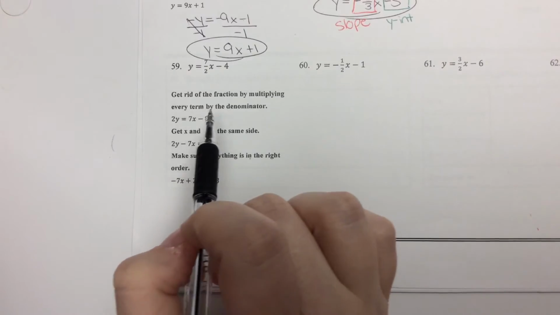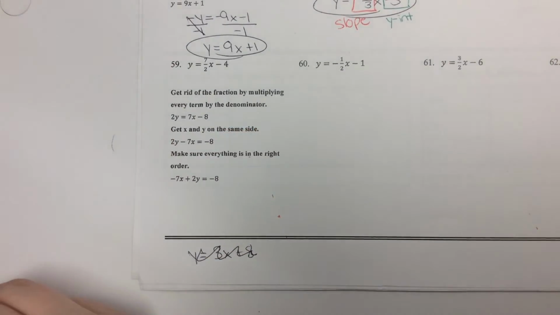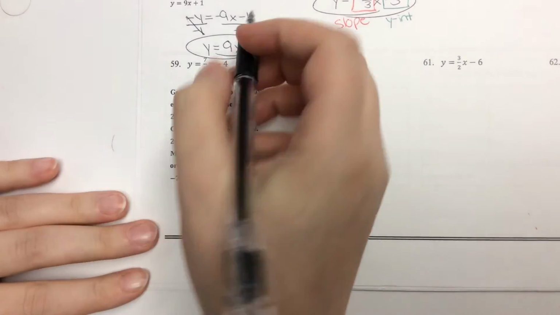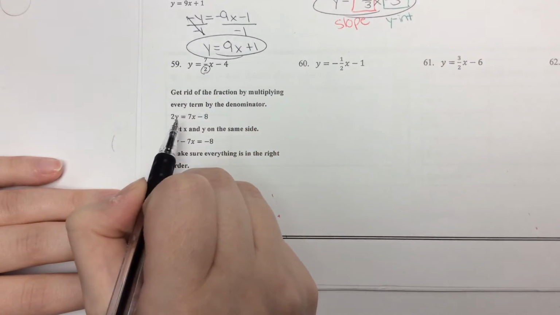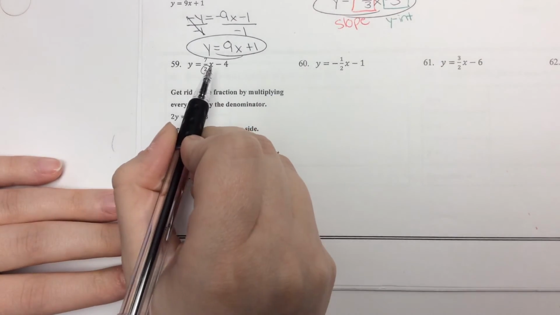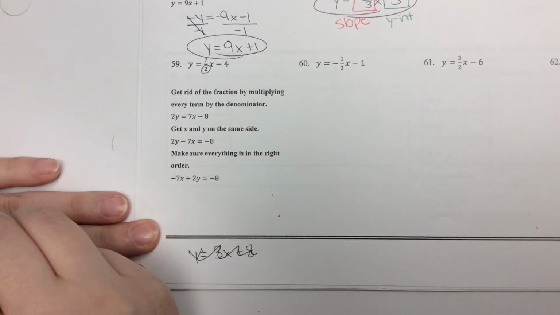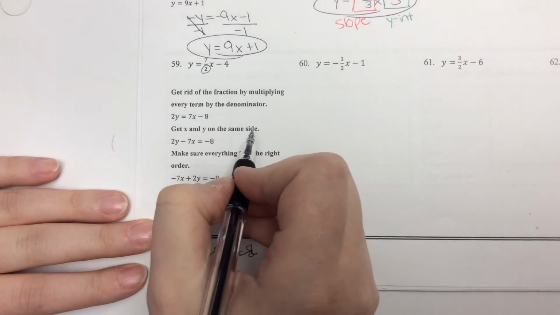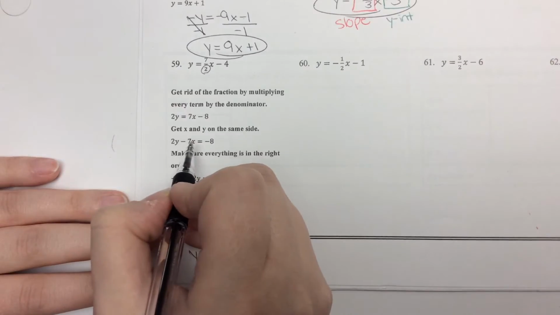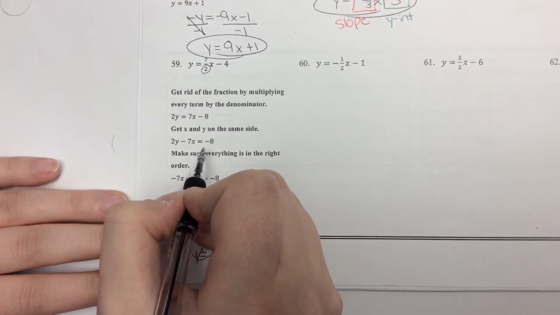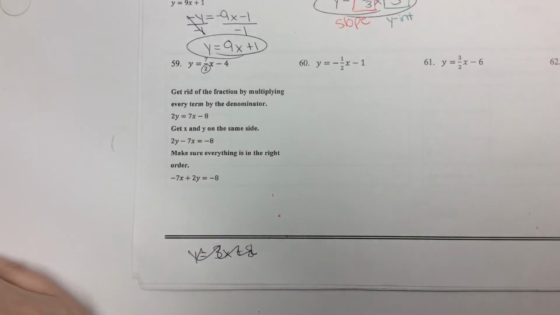So multiply every term, so this term, and this term, by the denominator. And so that would be 2. So if I multiply each term by 2, I'll get 2y, which is right here, 7x, and then negative 4 times 2 is negative 8. So that's how we get that. Get x and y on the same side, so now we need to subtract this 7x to the other side. So we get 2y minus 7x equals negative 8. Make sure everything's in the right order. We want x, then y, then the constant.